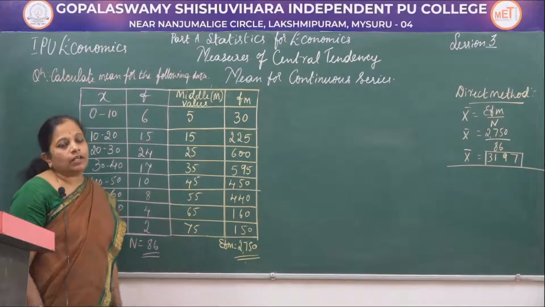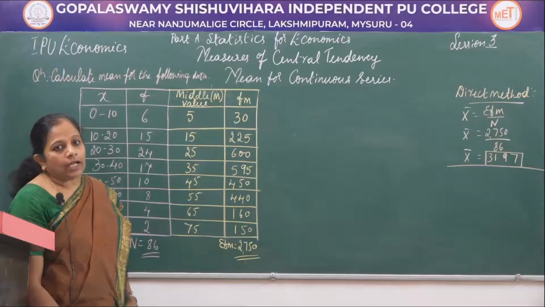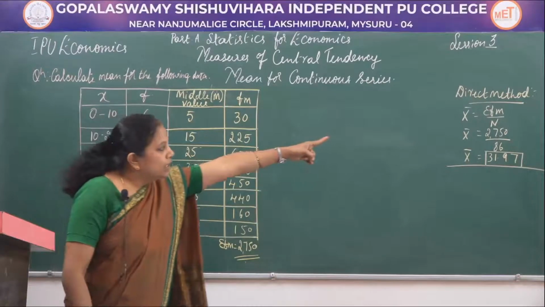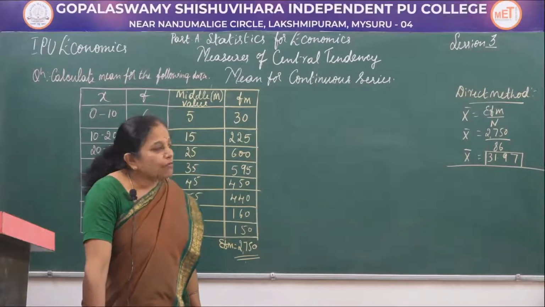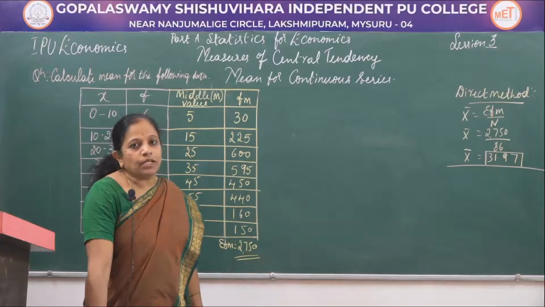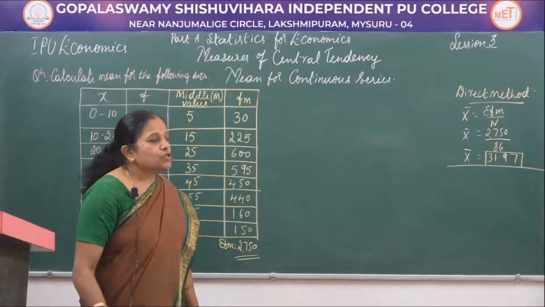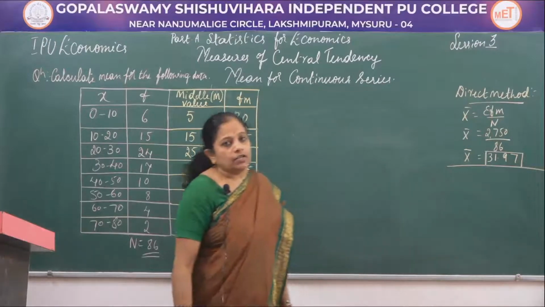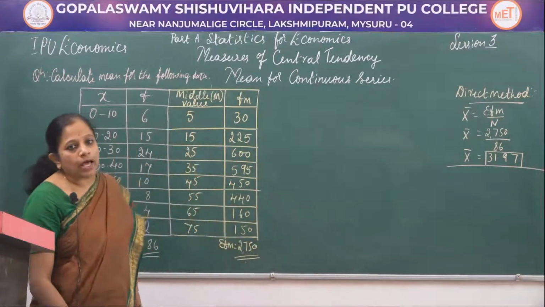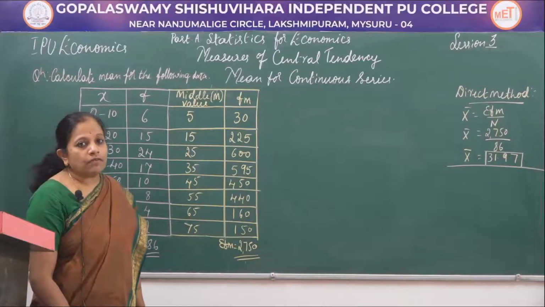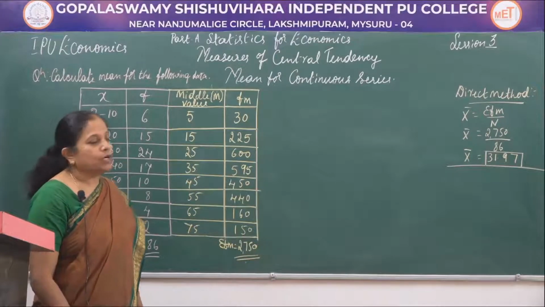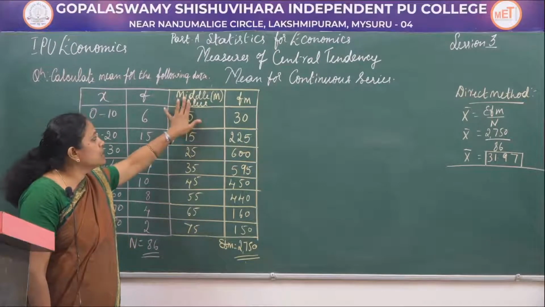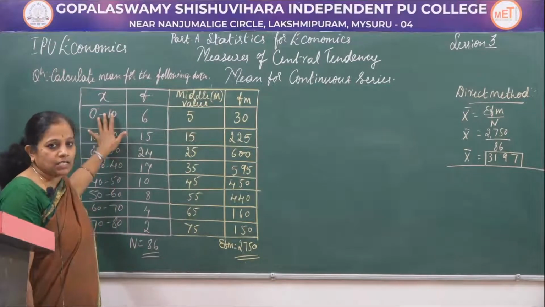For calculation of mean through the direct method for continuous series, the formula is mean equals sigma Fm by N. Mean is denoted by x bar. So, x bar equals sigma Fm by N. When we have the formula as sigma Fm, first we have to find out the Fm. For that, what is M? M is the middle value of the class intervals.